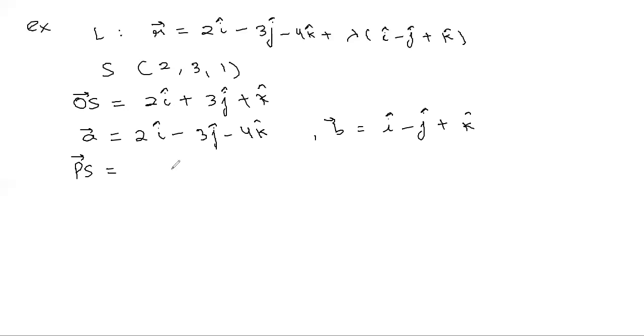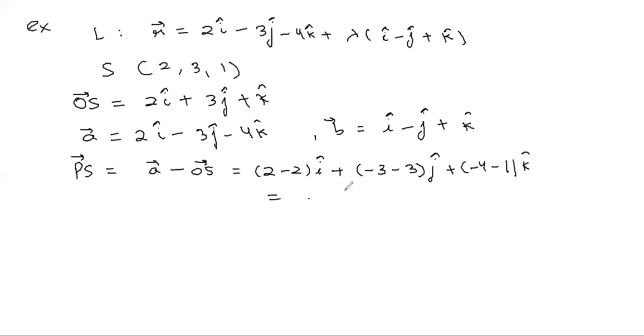vector A minus OS. So it will be (2 minus 2)i plus (minus 3 minus 3)j plus (minus 4 minus 1)k. So it is equal to minus 6j minus 5k.